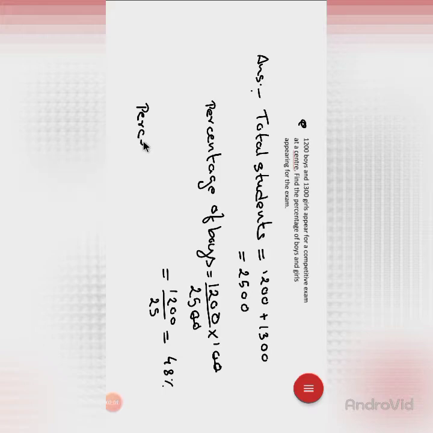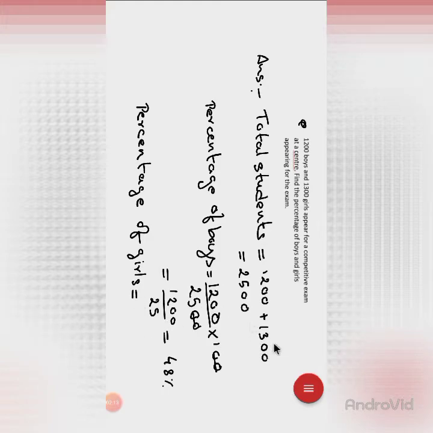Now the percentage of girls will be the number of girls, total number of girls are 1300, divided by 2500 into 100. So when we solve this, we get the percentage of girls as 52%.